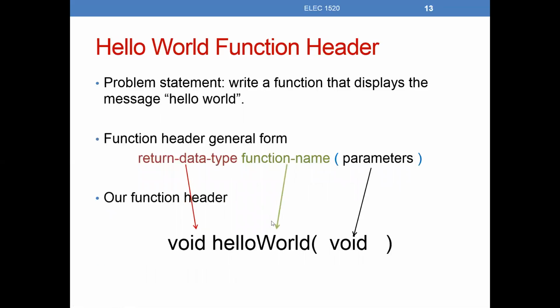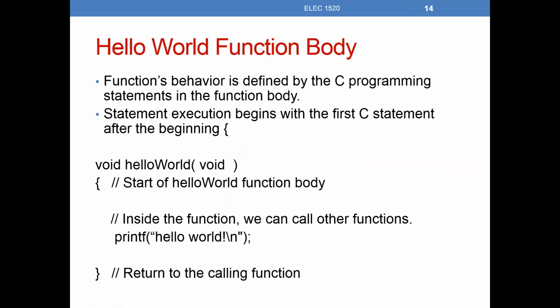And so when we write our function, then we'll write the header. Name of the function hello world, parameter list. I could leave this empty, or we can put void in it. Our return data type will be void. And then we start writing the code inside the body of the function to implement its behavior.